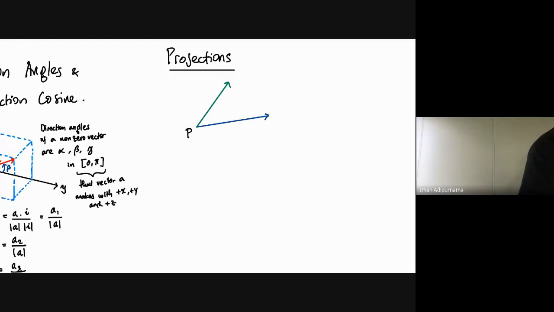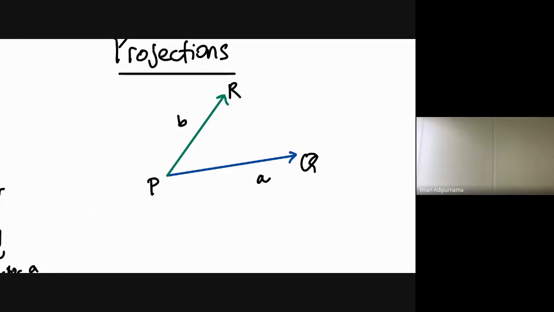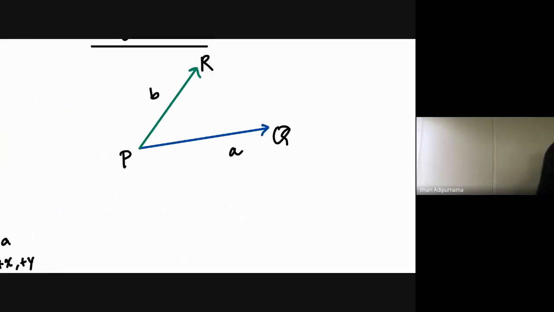Okay, let's say we have points P, Q, R, and then we have this vector A, vector B. If we are seeing these two vectors A and B, if you want to make a projection, we can make it from this vector A to B or this vector B to A. But since I'm obviously trying to make this B to A, let's make that first. Okay. So these will be the projections.